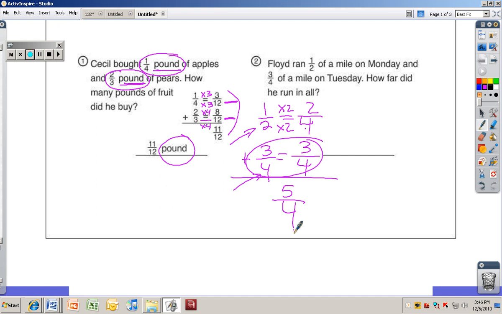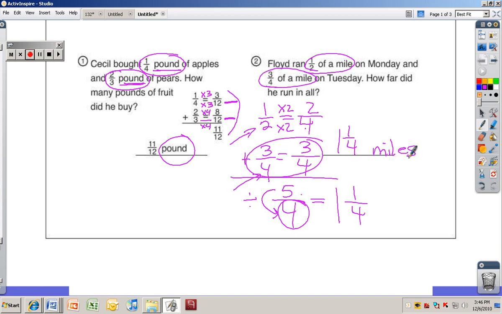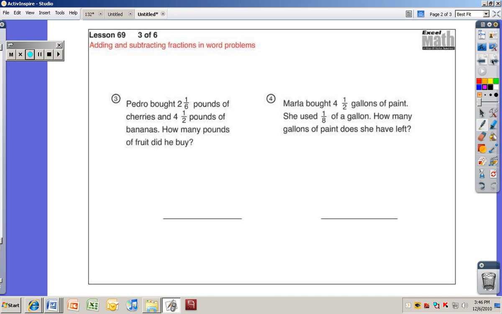And that's an improper fraction. So I need to change this to a proper fraction by doing 5 divided by 4. 5 divided by 4 is 1, and there's a remainder of 1. We keep the same denominator, 1 and 1/4. So the answer is 1 and 1/4. And again, 1/2 of a mile, 3/4 of a mile, 1 and 1/4 miles is your label. Don't forget the label. Make sure you get the right one. All right, go ahead and try 3 and 4. Pause the video until you're ready to see the solution.